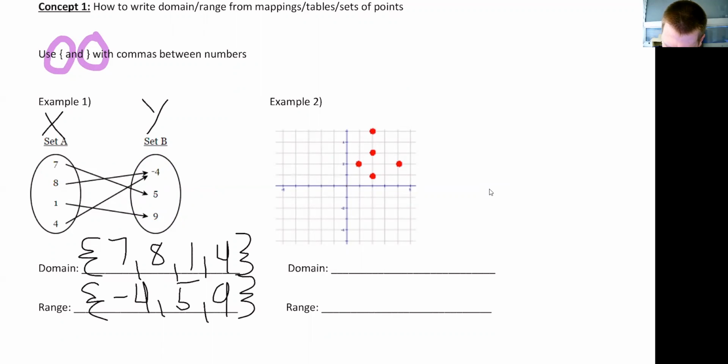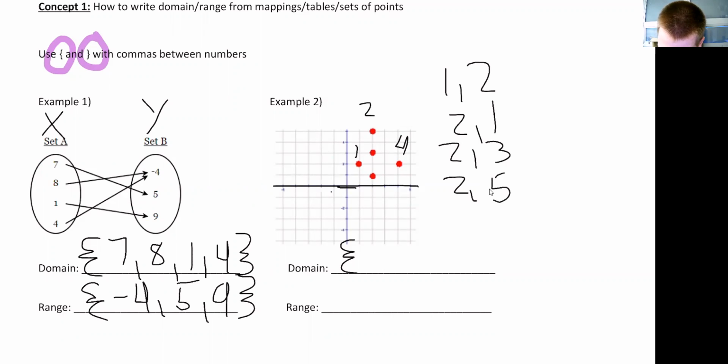Let's look at our domain in the second example. So you could write the coordinates of your points, but really what we want to do for our domain is we just want to see what x values we have. So basically, how far left or right did I go to plot any of my points? If you look at this first point, it went over 1, so the coordinates of that point would be 1, 2. If you look, we have a lot of points that are over 2, and then we have one point that's over 4. So those would be my x values. Like I said, you could write your coordinates if you did. You'd have 1, 2, you'd have 2, 1, 2, 3, 2, 5, and then 4, 2.